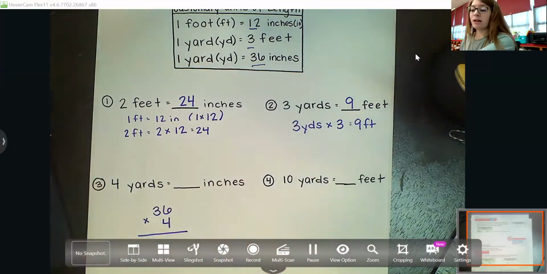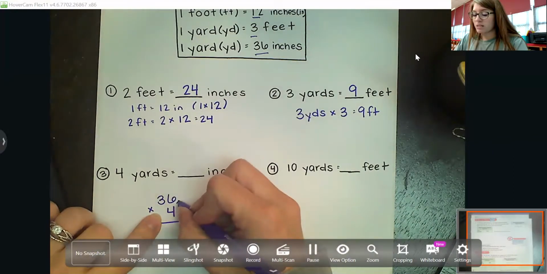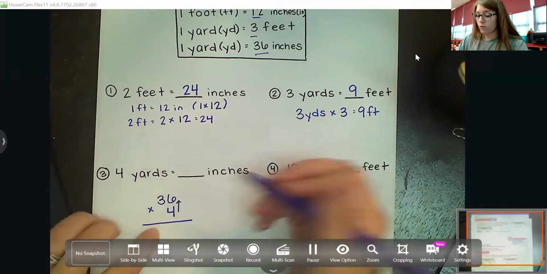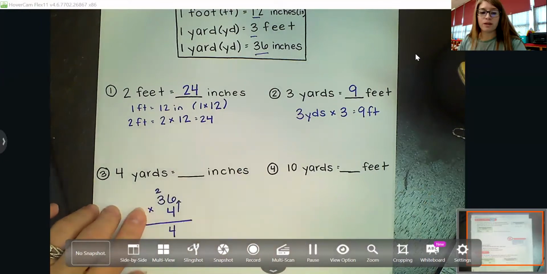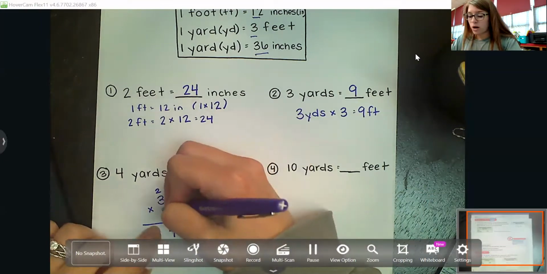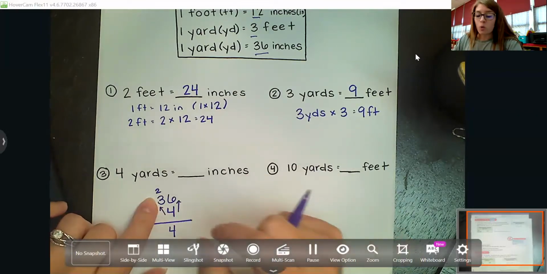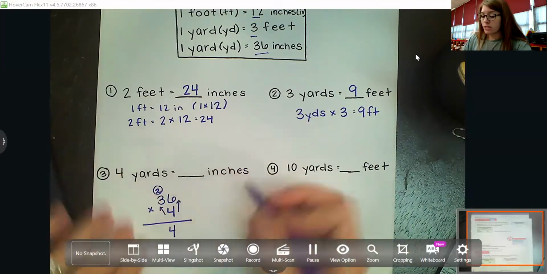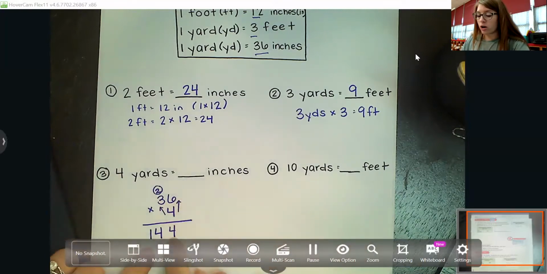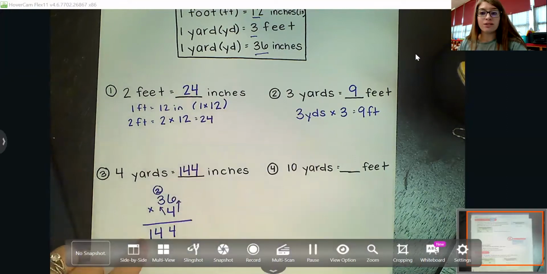Now remember, when we multiply like this, we are always starting with the ones place. 4 times 6 is 24. Very good. That 4 comes down here, and that 2 will regroup above the 3. Then we're going to start back at the ones and do ones times the tens place. 4 times 3 is 12. Wonderful, but we cannot forget about what we regrouped. So 12 plus 2 is 14. Very good. So 4 yards is the same thing as 144 inches. Very good.